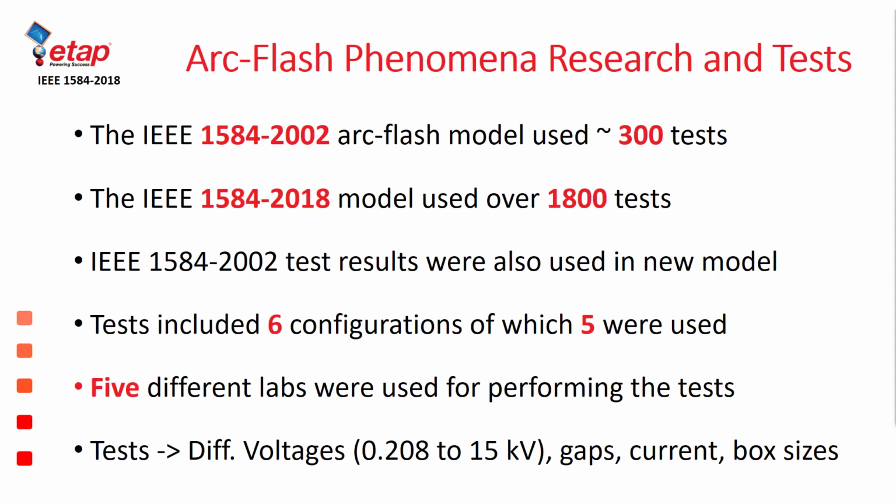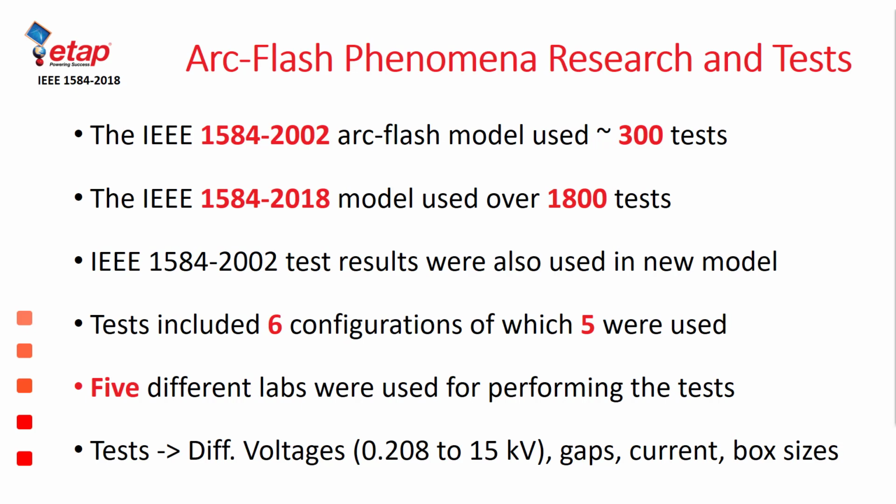The IEEE 1584-2018 model tests included over 1,800 tests, of which nearly 800 plus were directly selected to be part of the final model development. In comparison, the IEEE 1584-2002 model was developed with a little less than 300 tests. Testing took place at 5 different labs, which included the SNC, Cooper, PG&E, Mersen, and Kinectrics facilities.